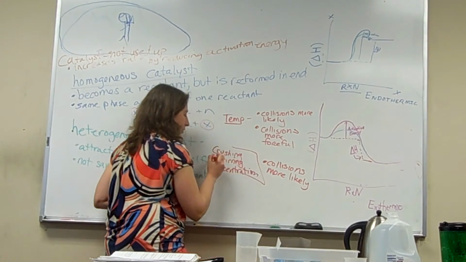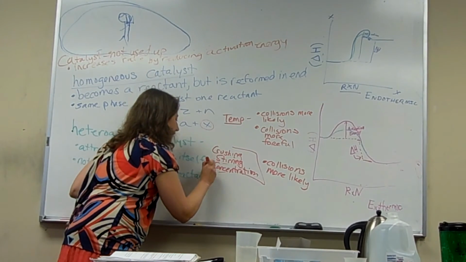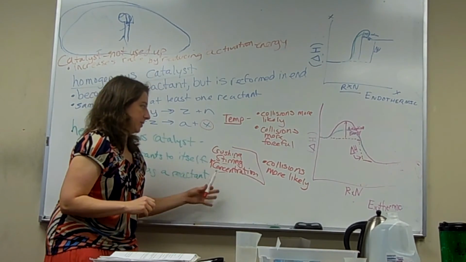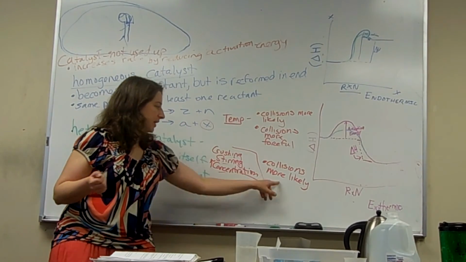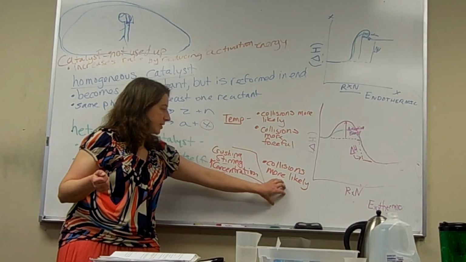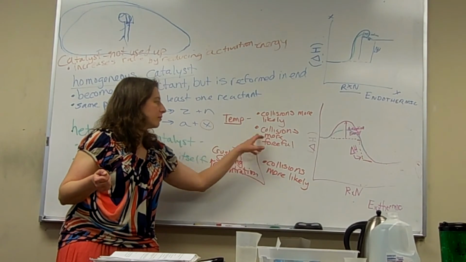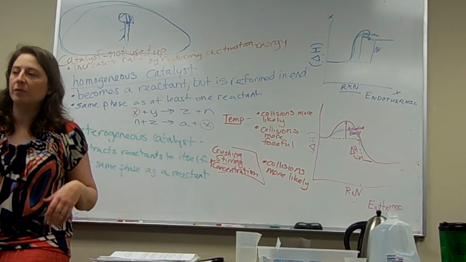So if you crush, if you stir, or if you increase concentration, of course decreasing concentration makes collisions less likely. But if you do these things, you increase rate by increasing collisions, but they're not more forceful, so temperature is still going to be the biggest factor.